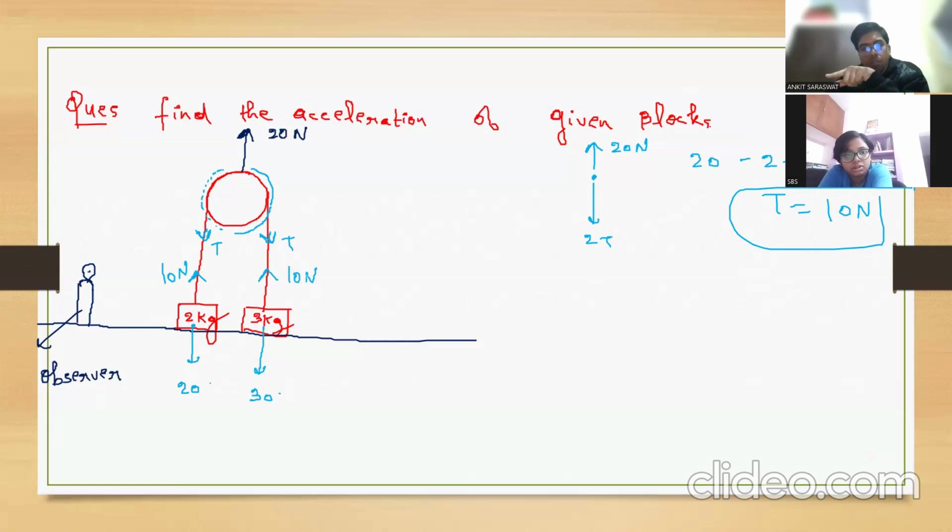Now the question is, is this 10 Newton sufficient to take this block up? Gravity is applying 20. Since the tension force is less than gravity, there is no acceleration. Understood? There is no acceleration in the 2 kg and 3 kg blocks individually, because the individual tension force is less than gravity.